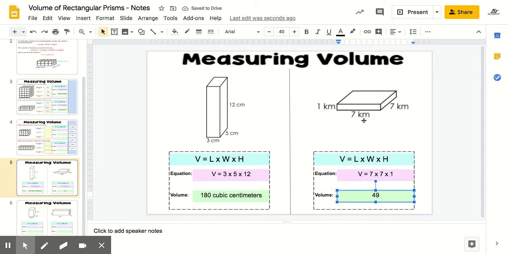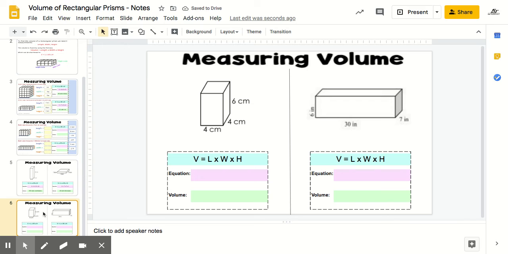Okay, the unit of measurement here is kilometers. So the volume of this rectangular prism is going to be 49 cubic kilometers. All right, let's do a couple more. Got 2 more rectangular prisms. Here, I again gave you the length, the width, and the height. So all we've got to do is take these numbers and multiply them together. Plug them into this formula.